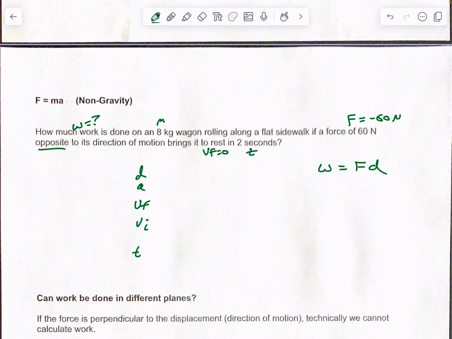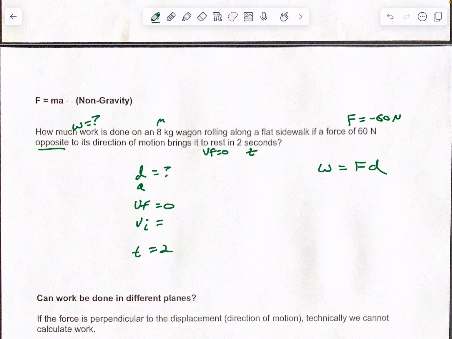Okay, so it comes to a rest, so VF is 0, your time is 2, you're looking for distance, and that's all we got. Now, here's one thing: we're talking about a wagon rolling on a flat sidewalk. What I've seen students do is once they get gravity stuck in their head, they just throw in negative 9.8 for that acceleration. Okay, this wagon's rolling on ground. It's not falling off a cliff. It's not being thrown in the air. So gravity is not there.